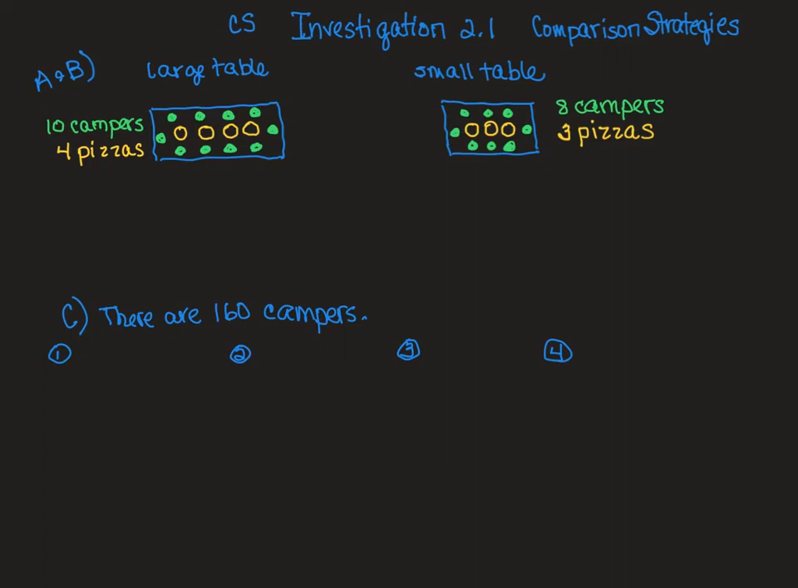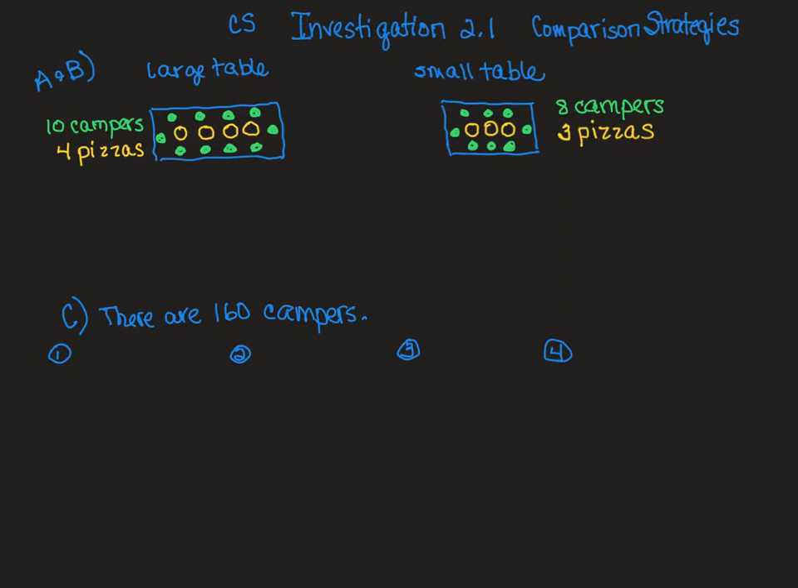Okay, in investigation 2.1, the campers now are looking at where they're going to eat. They have large tables and small tables. They've decided to get pizza, so they're figuring out how many pizzas they will need. At a large table they can sit 10 campers and they're going to put 4 pizzas there. At the small tables, they seat 8 campers and they're going to put 3 pizzas there.